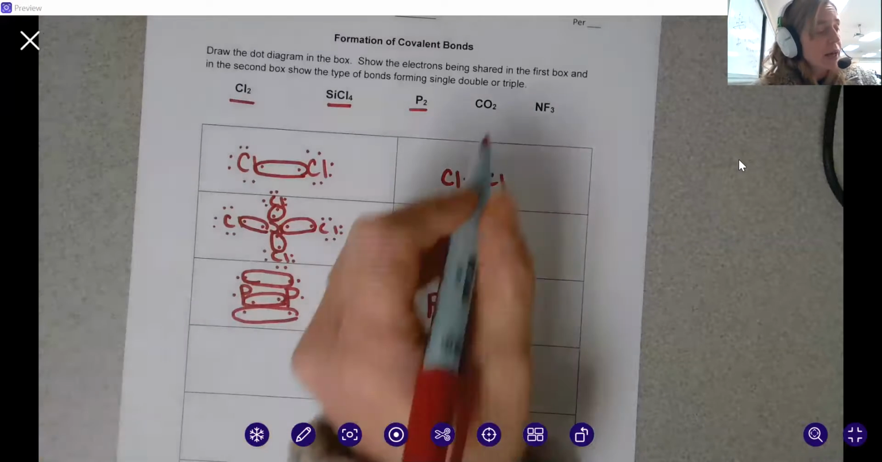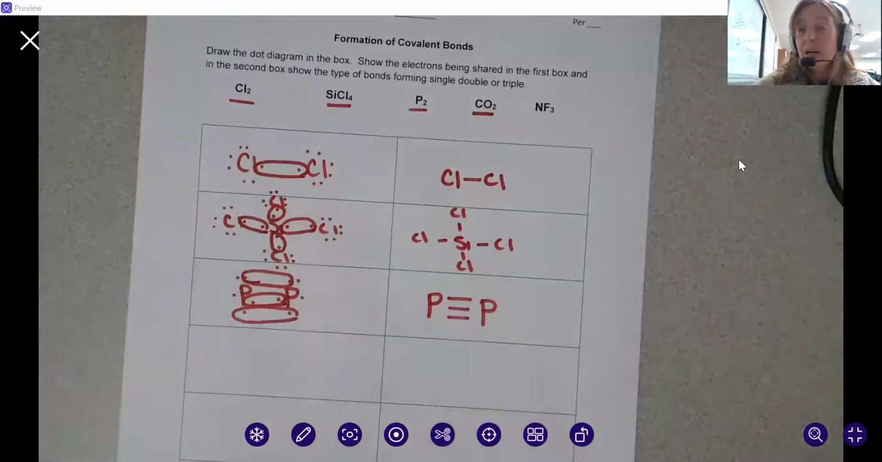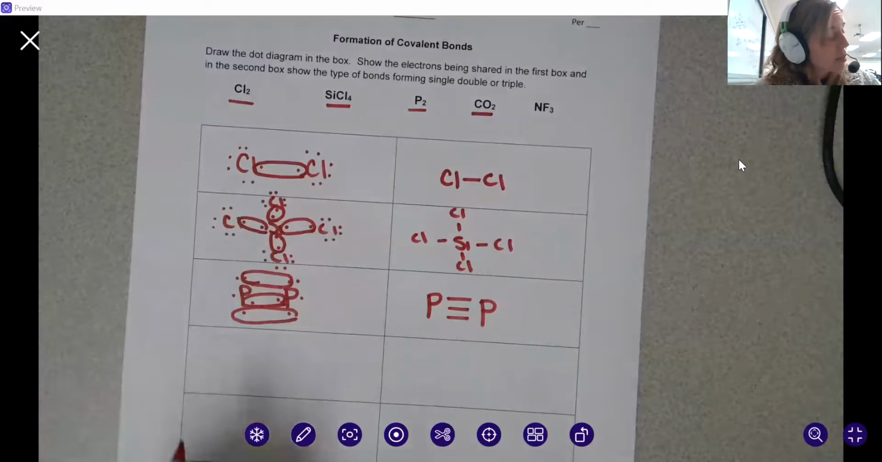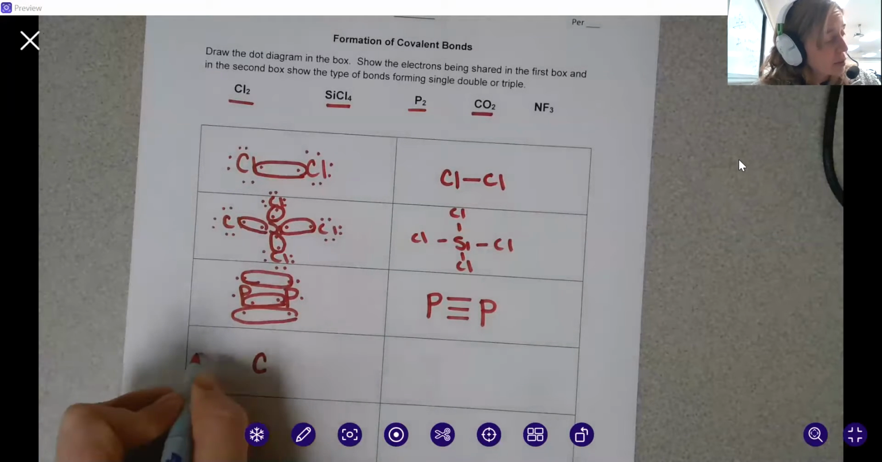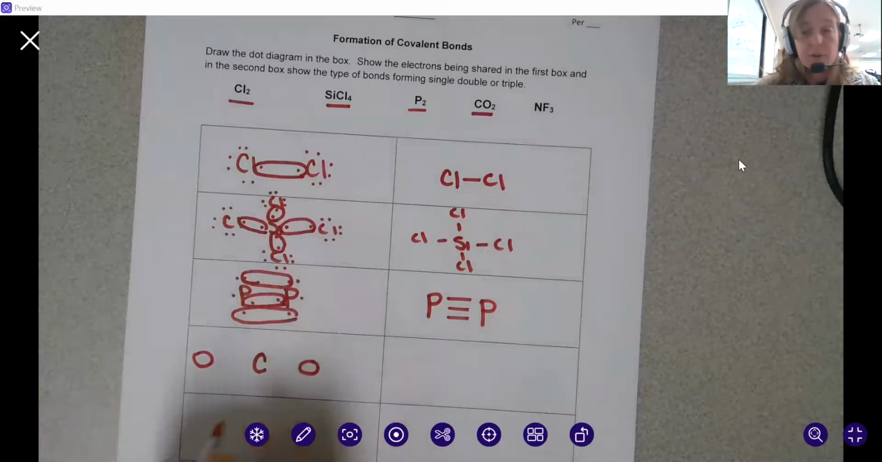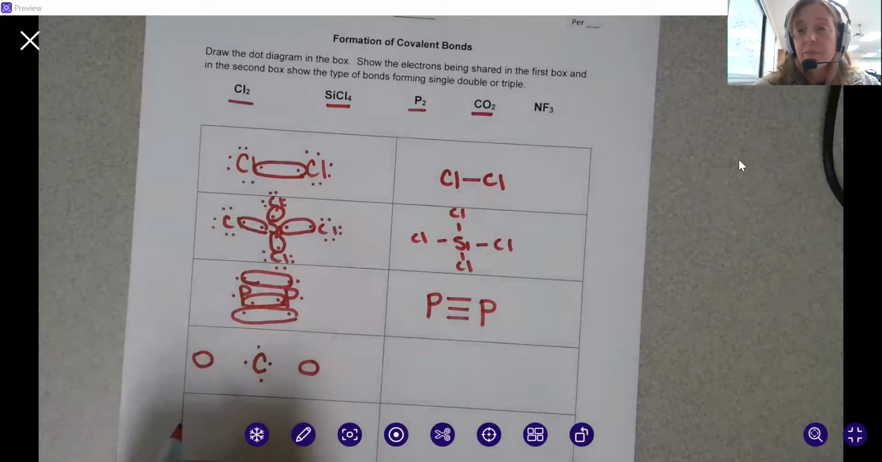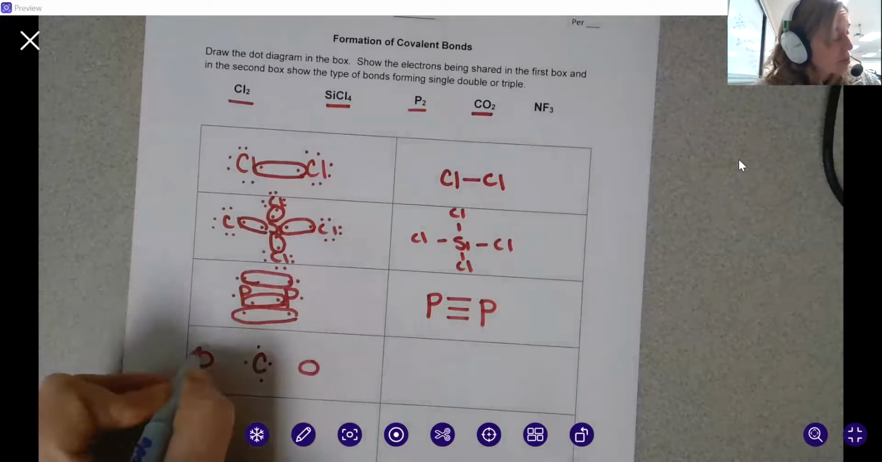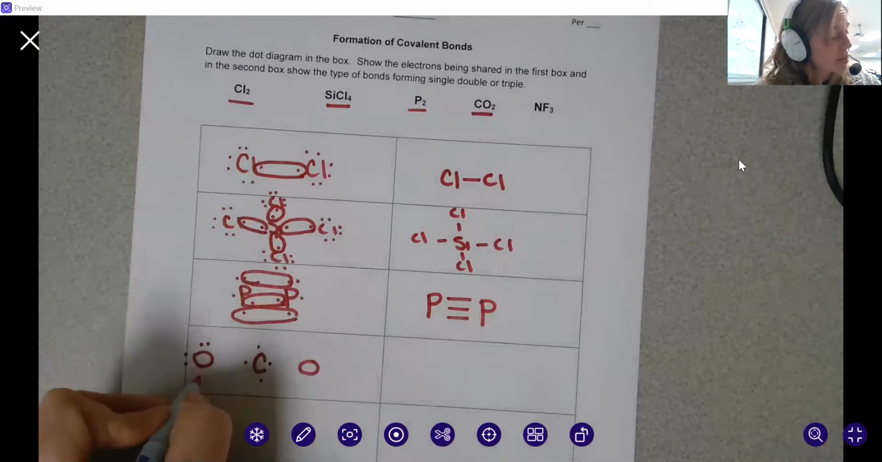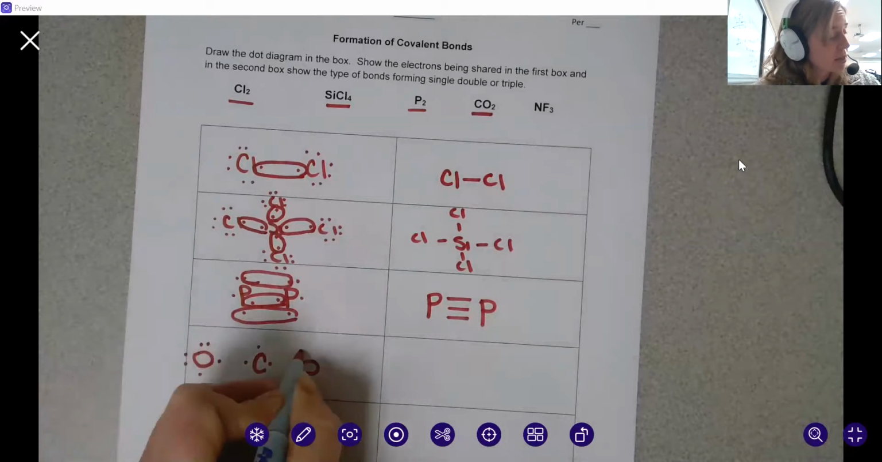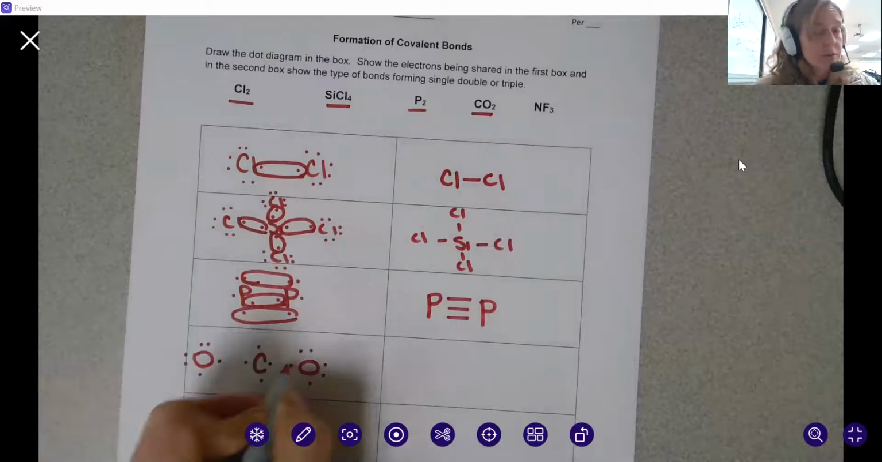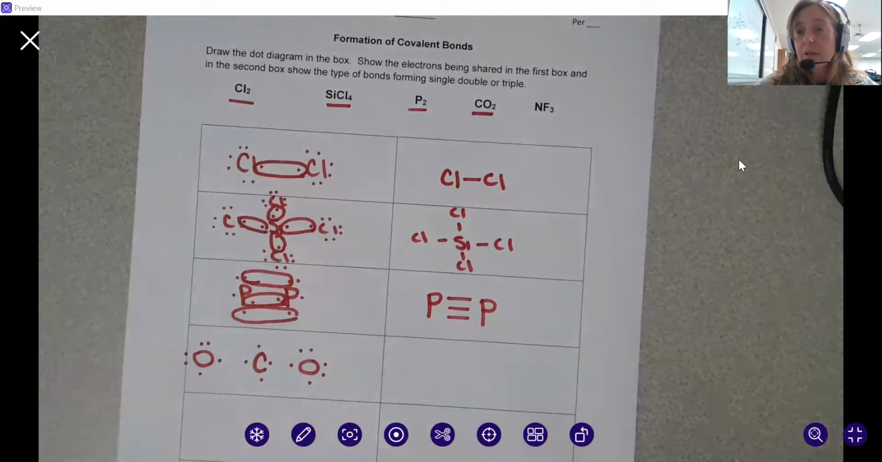All right, next we have CO2. So that means we have 3 elements here. So one of them is going to have to be centrally located. So I'm going to put carbon in the middle, and I'm going to put an oxygen on each side of the carbon. Now, carbon's in column 14, so it's going to have 4 valence electrons. Oxygen is in column 16, so it's going to have 6. Okay, so as you can see, watch drawing those electrons.